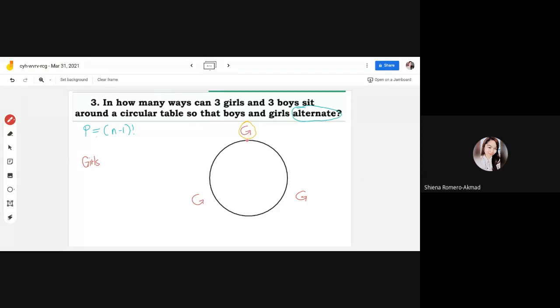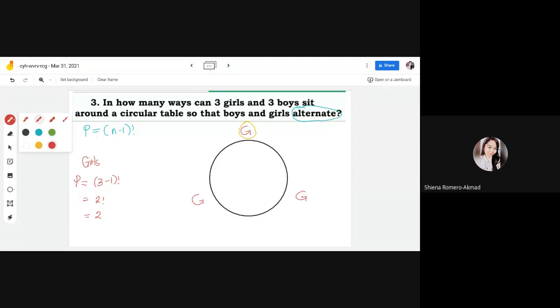Sa kanya ako magsisimula. So, dahil siya yung starting point, ang gagawin ko is to solve for the permutation of girls. So, permutation ng girls ay 3 minus 1 factorial. And 3 minus 1 is 2. And we have 2 factorial. 2 factorial is 2. Meaning, yung arrangement na mabubuo natin dito ay dalawa lang. Pwedeng ganyan or pwedeng magkapalit tong dalawang babae. Okay, so dalawa na yan.